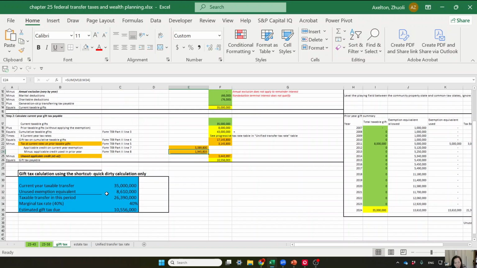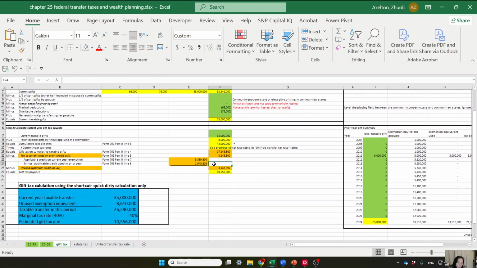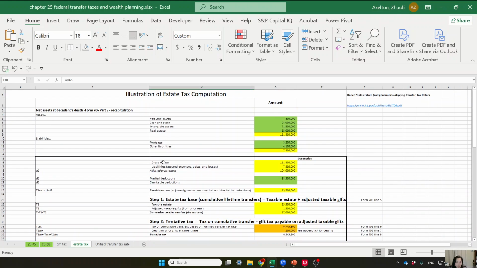So that's why this quick and dirty calculation a lot of times will help you quickly get to the gift tax due, rather than going step by step to figure out all the in-between steps to get the final answer. That's why I think this is really helpful if you are trying to calculate the gift tax due. The estate tax is a similar concept. This is also a high-level illustration mirroring the Form 706, to show you the starting point of the estate tax calculation.